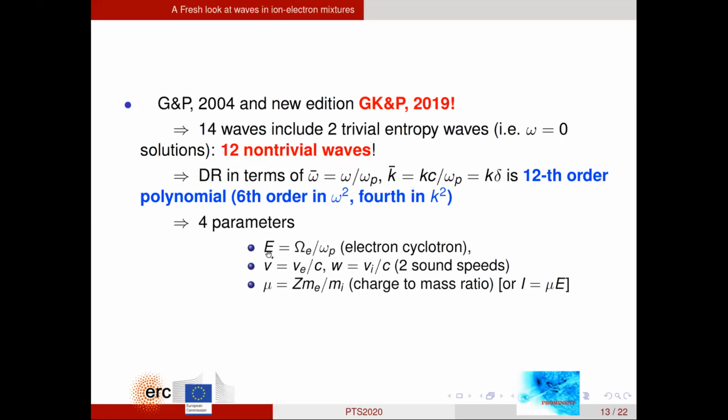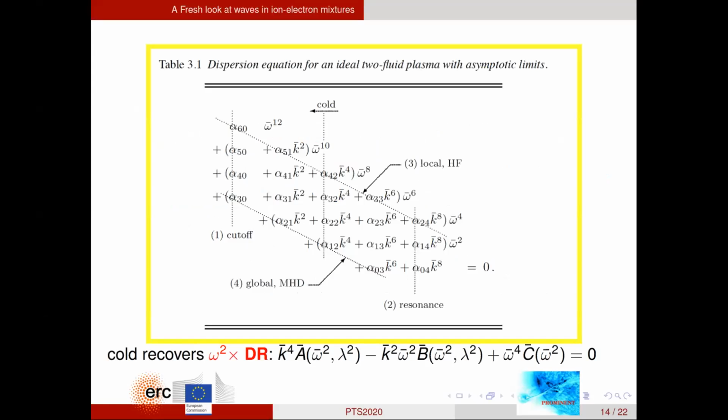In reality, there will be 4 parameters: the electron cyclotron frequency, the charge to mass ratio, and then the 2 sound speeds, which of course would be 0 if we were to treat the cold case. But there are always 4 parameters in this system. And so mathematically speaking, this is basically what we get. We get something that is 6th order in omega squared, that can be 4th order in k squared.